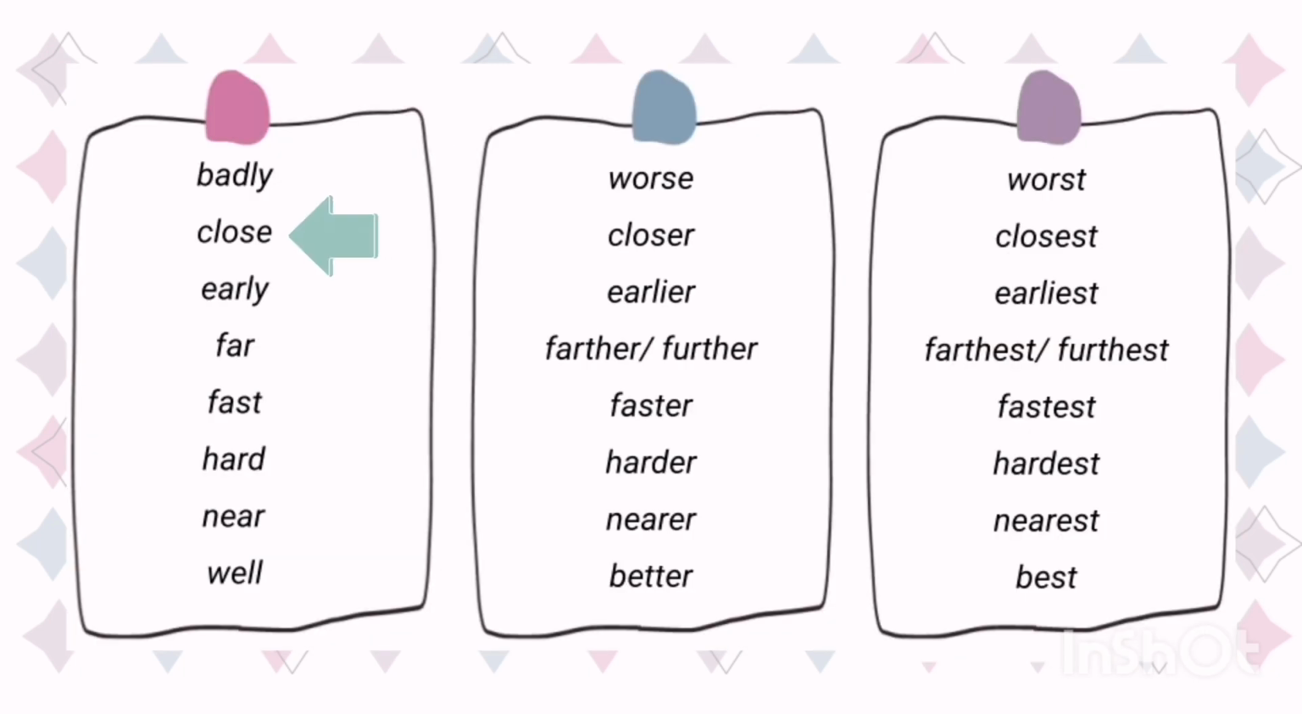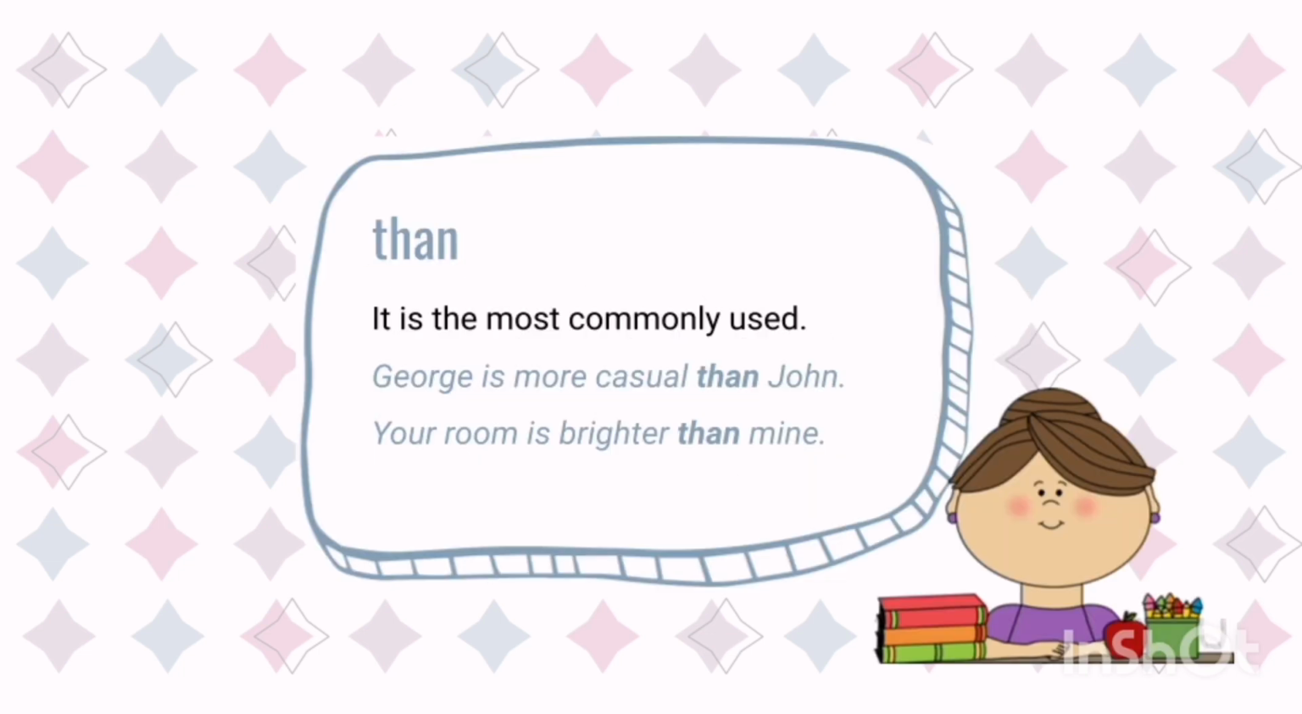For example, close, closer, the closest. Early, earlier, the earliest. Fast, faster, the fastest. Hard, harder, the hardest. Near, nearer, the nearest. And we can also find some irregular forms like badly and well, which are badly, worse, the worst, well, better, the best.